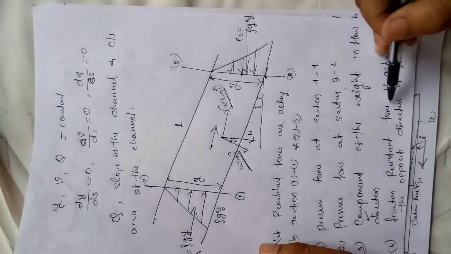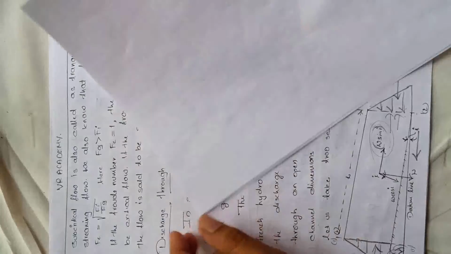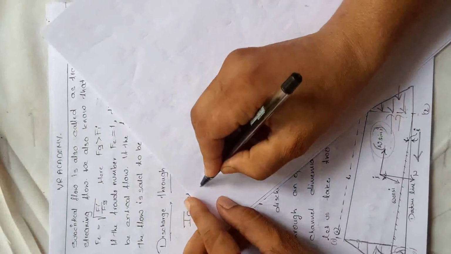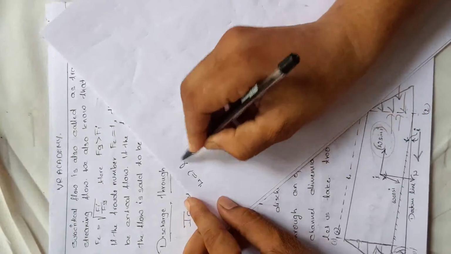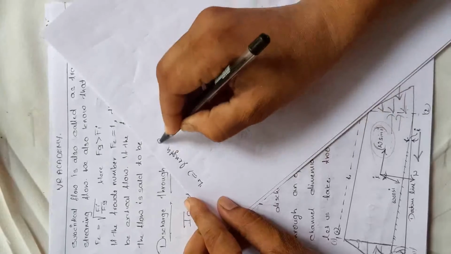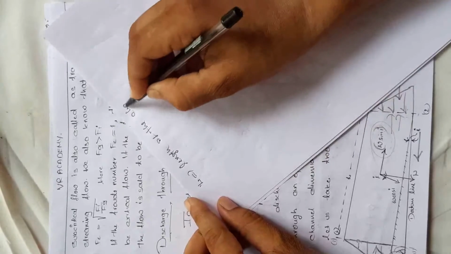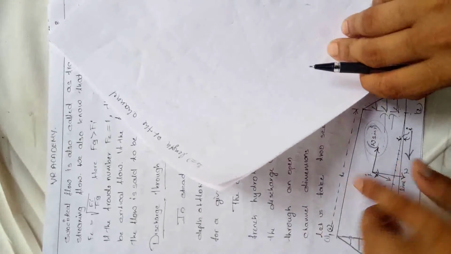So here the friction force acts on the wetted surface area, in the opposite direction of the flow. Then what are the parameters we are going to consider here? There are different parameters we are going to consider in the section. The first one is the length of the channel. L is the length of the channel.